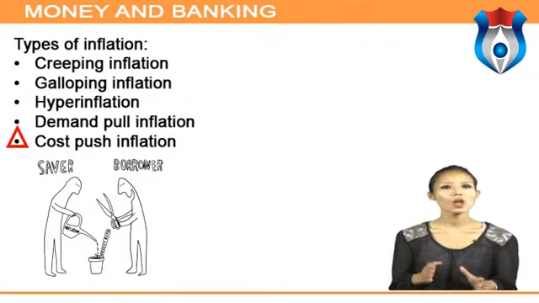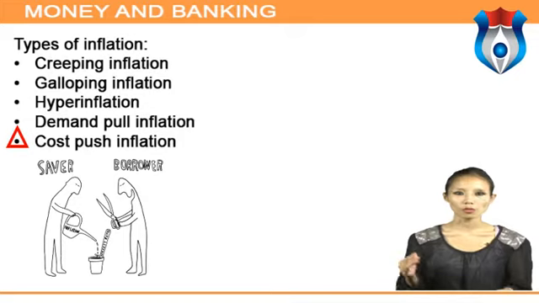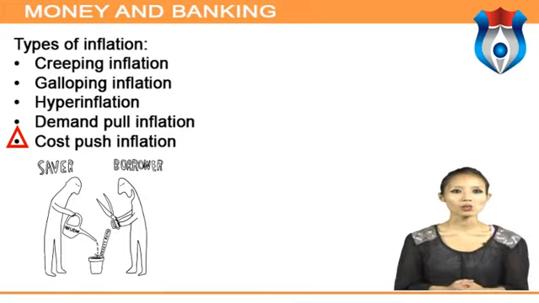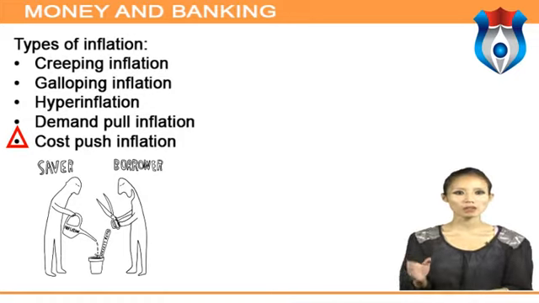This is known as demand pull or excess demand inflation. Cost push inflation. When prices rise due to growing costs of production of goods and services, it is known as cost push or supply side inflation.